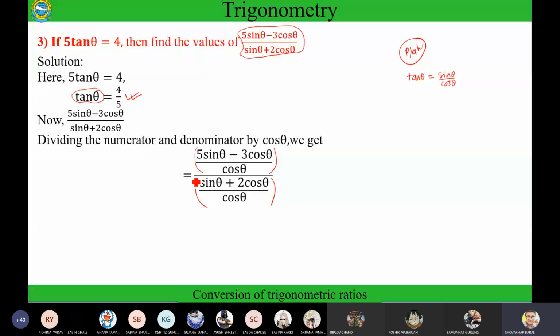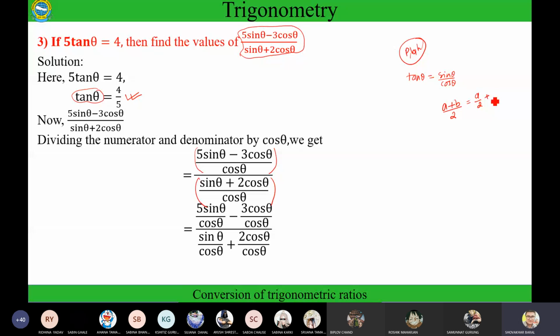Okay, so this will be further equal to 5 sine theta by cos theta. Let's split this. It's something like a plus b upon 2 equals to a by 2 plus b by 2. यसरी स्प्लिट गरे जस्तो. So it will be 5 sine theta by cos theta minus 3 cos theta by cos theta whole upon sine theta upon cos theta plus 2 cos theta upon cos theta. Okay, I hope you understand this. Now I can cancel this cos theta and cos theta. Similarly, I can cancel this cos theta and cos theta.